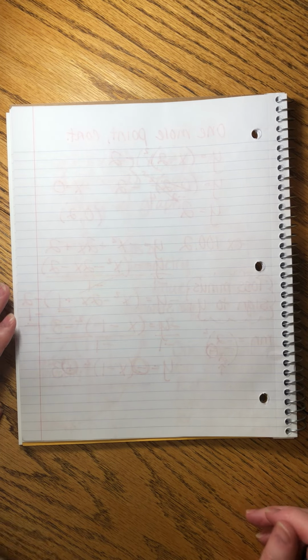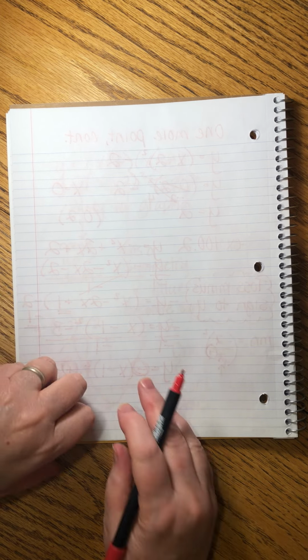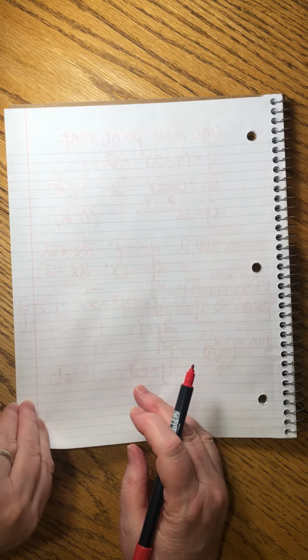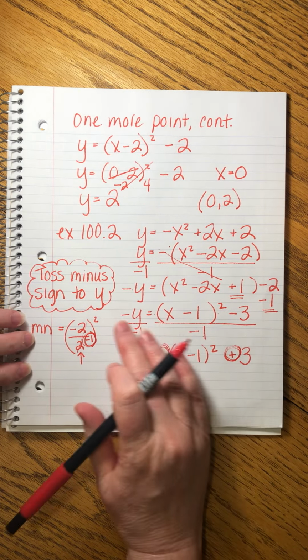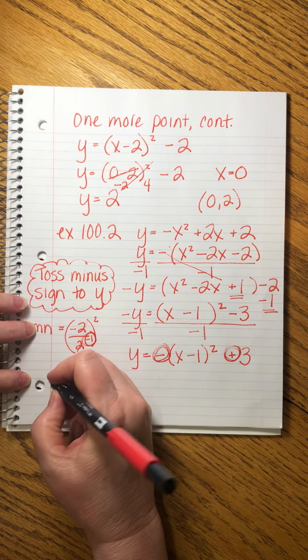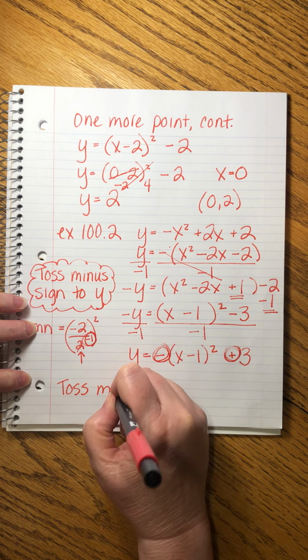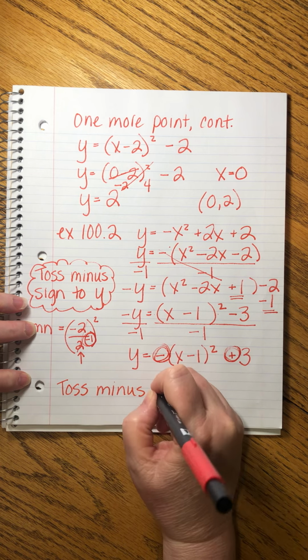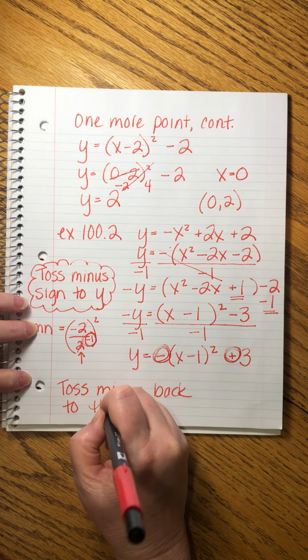I'm excited. I always feel like a detective sorting through these clues. So here we go. And oh, I just want to write this. One more thing. After we got the square completed and everything that we wanted, then what we did is we toss the minus back to the right side.